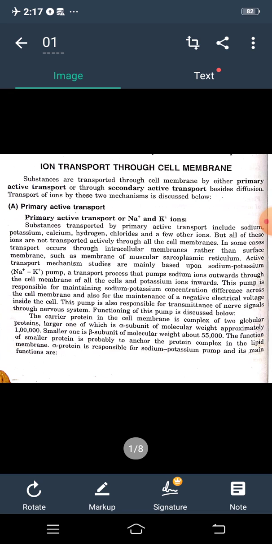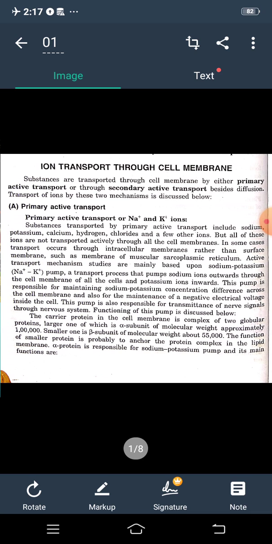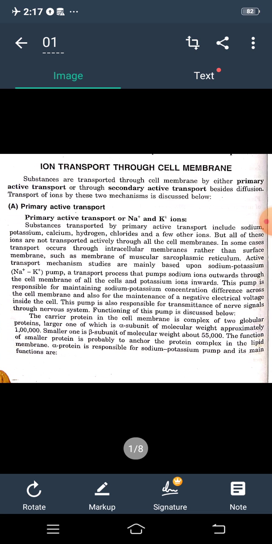But all these ions are not transported actively through all the cell membranes. In some cases, transport occurs through an intracellular membrane rather than the surface membrane, such as the membrane of the muscular sarcoplasmic reticulum. Active transport mechanism studies are mainly based upon the sodium-potassium pump, a transport process that pumps sodium ions outward through the cell membrane of all the cells and potassium ions inwards.